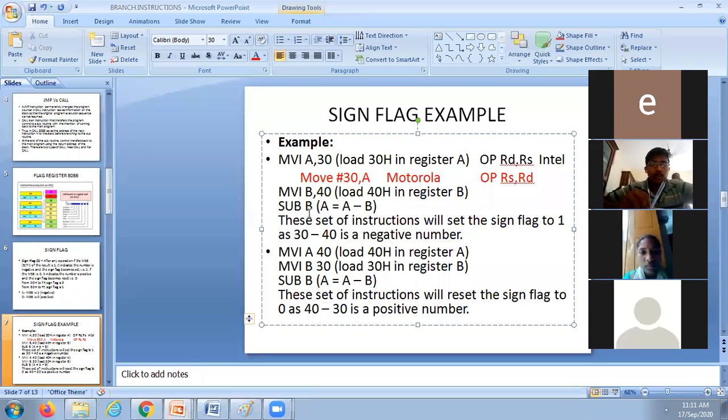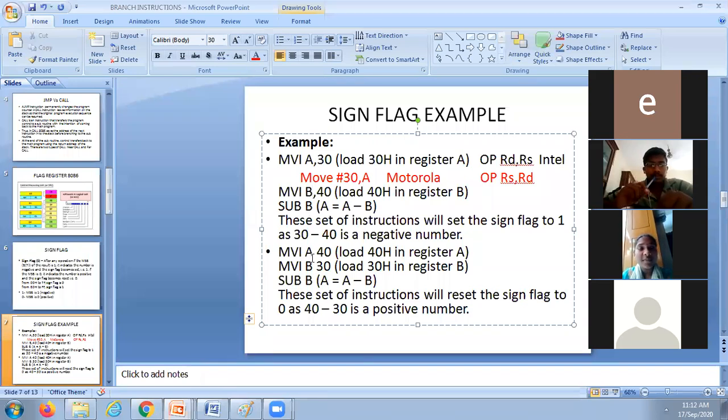That is 30 minus 40. How much is it? It is minus 10. So that means the sign flag is set to 1 or 0? 1. Set to 1, because the result is a negative number. Because the result is a negative number, the sign flag is set.